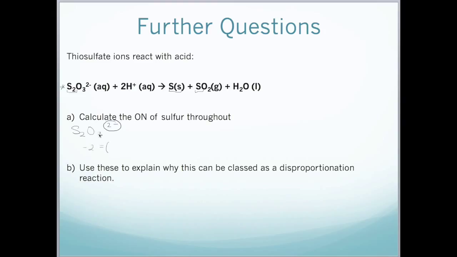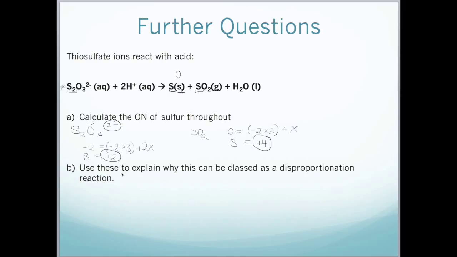We have 3 oxygens, and each has a -2 charge. So -2 times 3 plus 2x. The oxidation number of sulfur here, when we rearrange this, we get +2 for sulfur. In this elemental sulfur, it's 0, and in SO2 the overall charge is 0, and then oxygen is -2 times 2 plus x. So the oxidation number of sulfur in sulfur dioxide is +4.